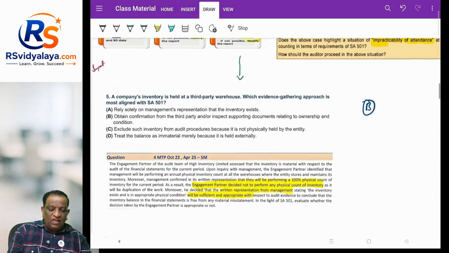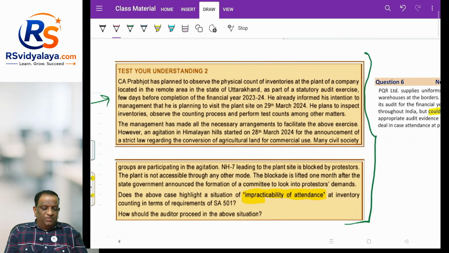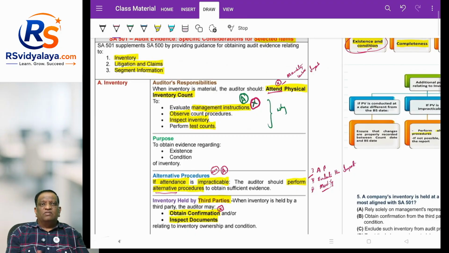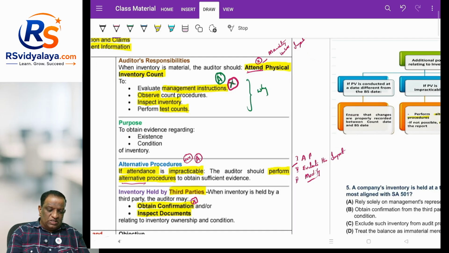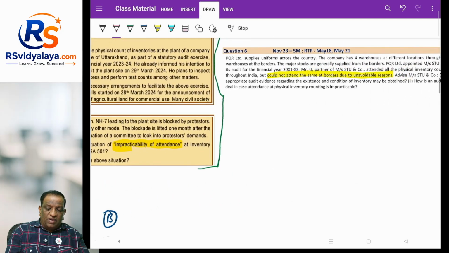Now, let us look at the questions. The first one. Now, as I said, from the examination point of view, I will connect. Otherwise, this standard, basically, you are already comfortable. Now, at final level, what questions is he asking? 2 points. One is on the attendance. That is, attendance is mandatory unless it is impracticable. And the second one is management instructions. So, it is the duty of the auditor to ensure that the management instructions are complied with.